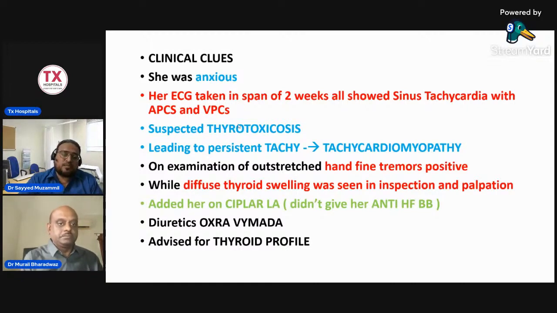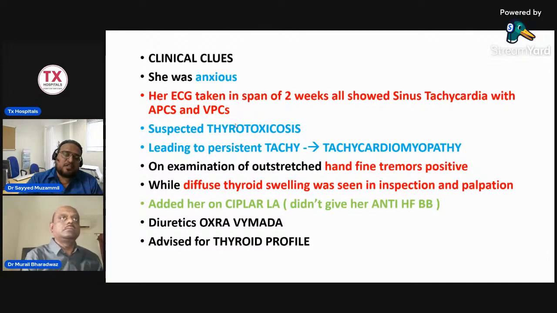So, in examination of thyroid state, I did tell the patient to outstretch her hands, and I could find that there were fine tremors in her fingers. And in neck examination, I found that she was having thyroid swelling, which was confirmed in inspection as well as palpation.